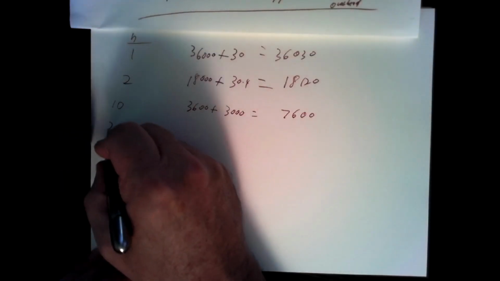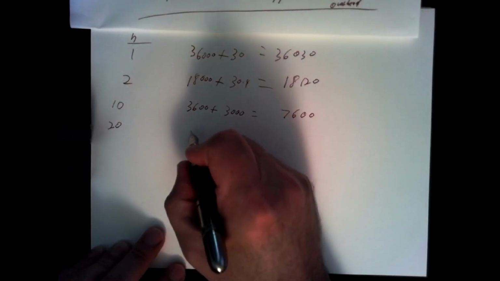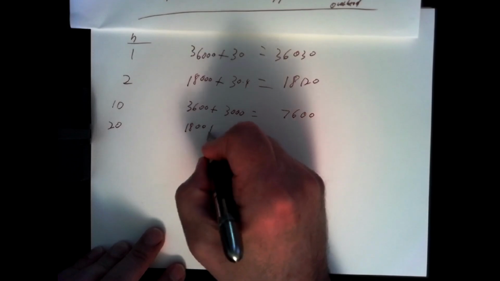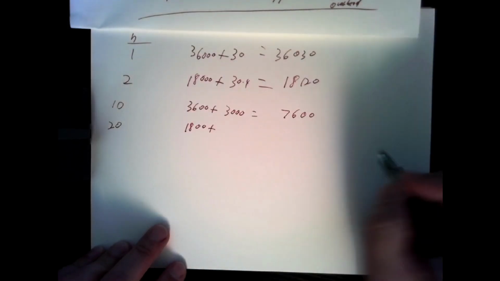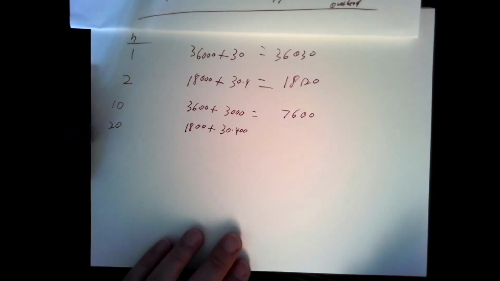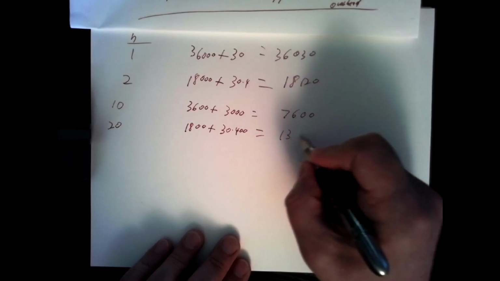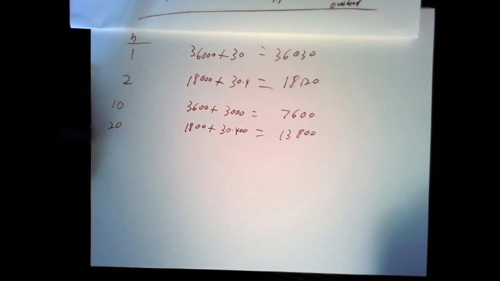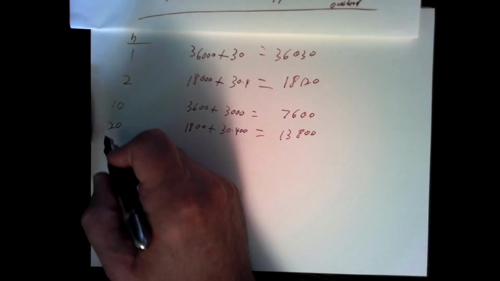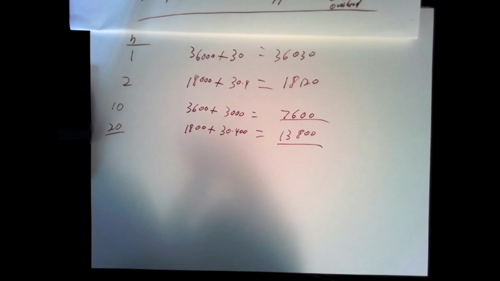And if we have 20 people, well, 36,000 divided by 20 is going to be 1,800, but the overhead is going to be 30 times 400. Well, that's 12,000. So this is going to turn out to be 13,800. So when we add more resources, it ends up taking us longer to complete our task.